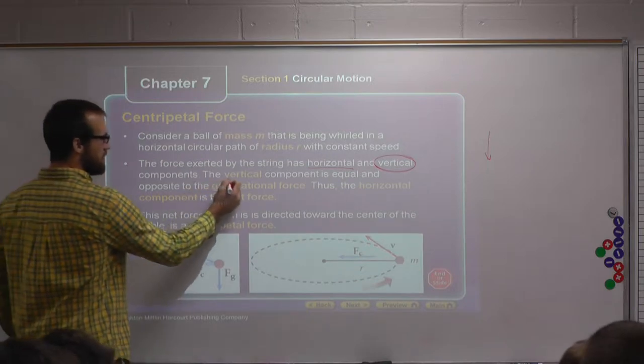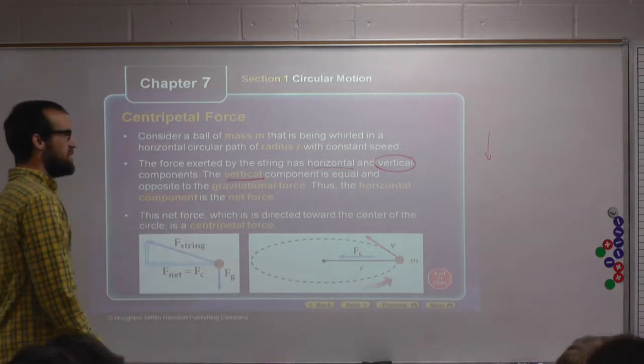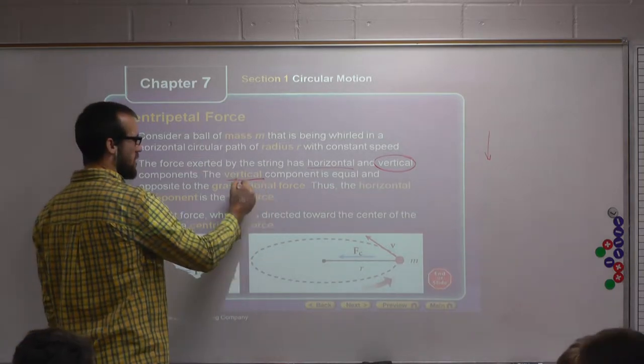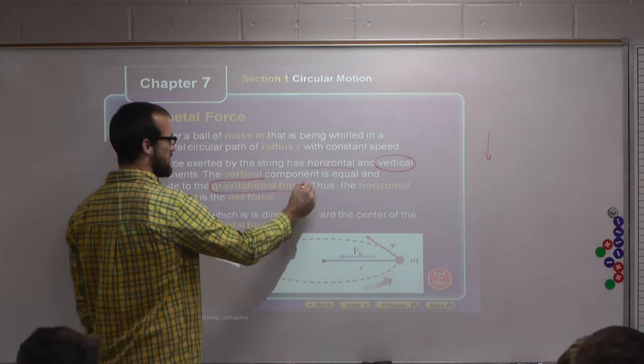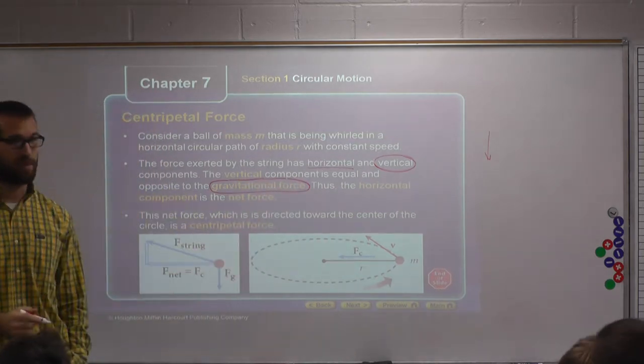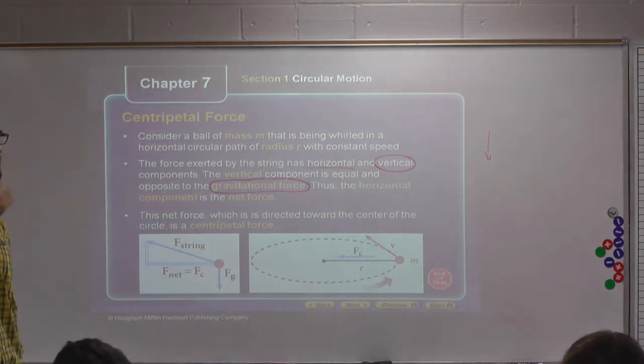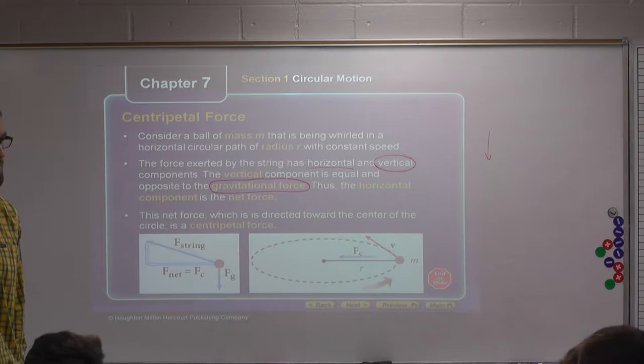So it says that the vertical component of the string is going to be equal and opposite to the gravitational force. Now, why does it have to be equal and opposite to the gravitational force? What tells us it has to be there? Because the ball is not moving up or down, so therefore it cannot have a net force that's not zero.